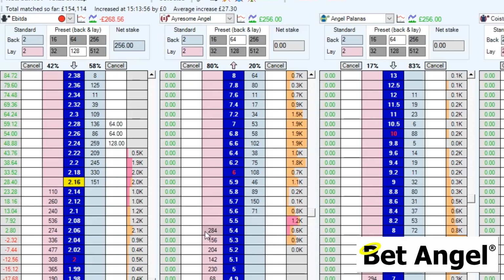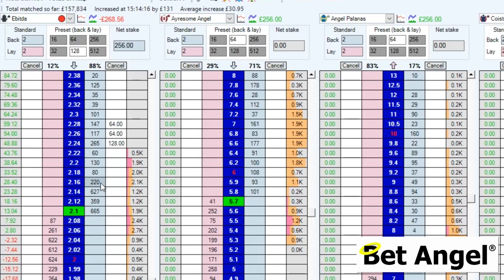So I've got a bit of leeway. I can go all the way down to 206, but what I need to do is see continued weakness on the favourite. So really I want to see some lay money appearing over here. That would be particularly helpful, and preferably we'd want to see small amounts of money over on this side.